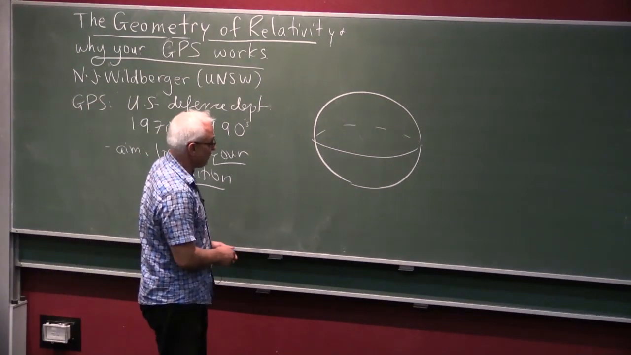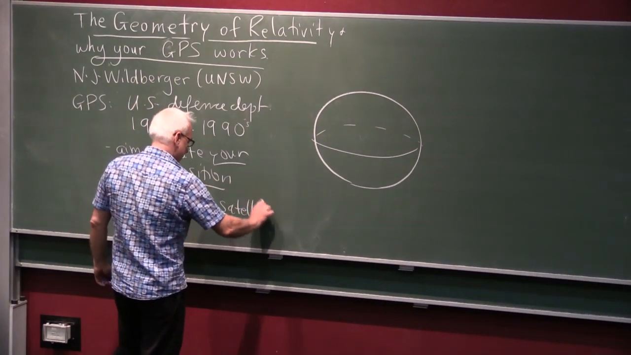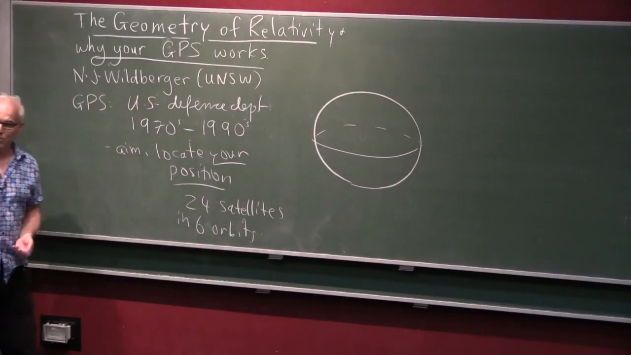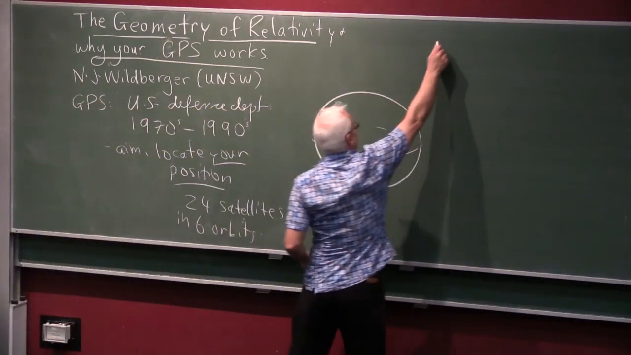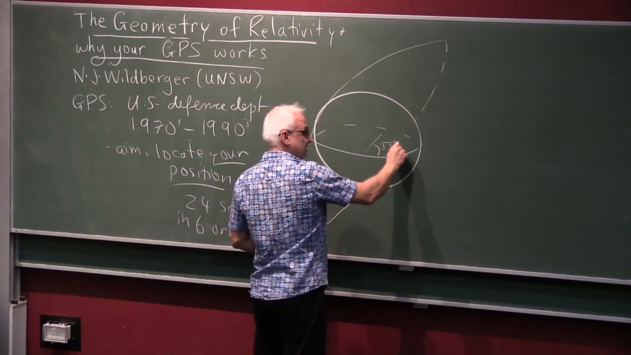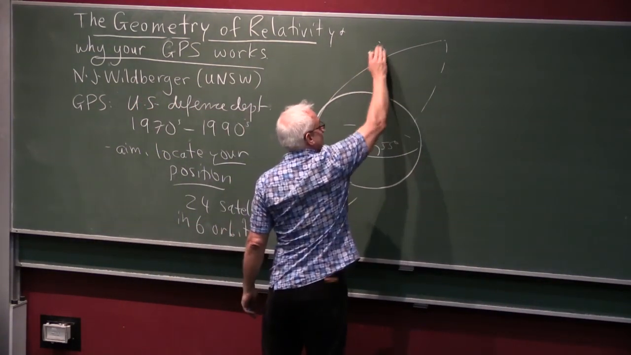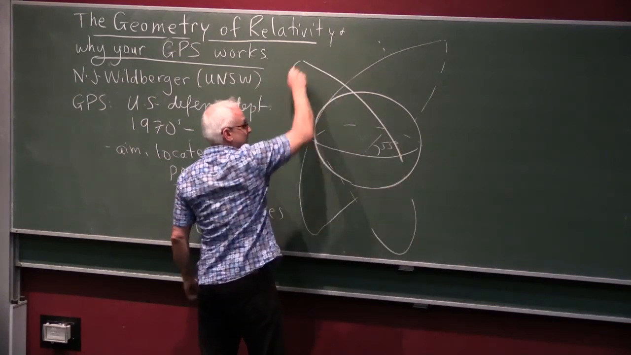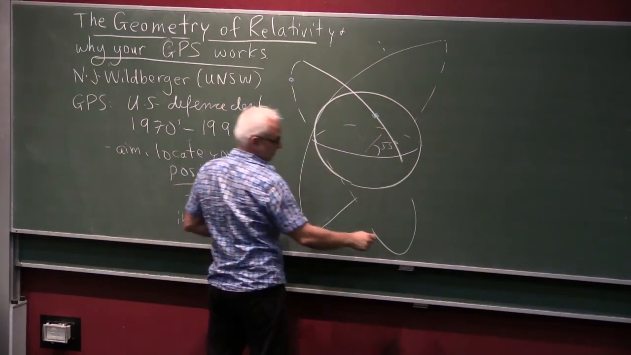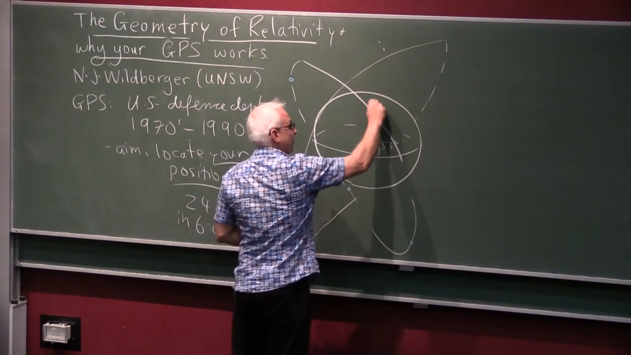And there are, in fact, 24 satellites in six orbits around the Earth. These six orbits are inclined at roughly 55 degrees to the equator. Okay. So there's sort of one orbit like this, maybe another one. Imagine six different orbits, and each one of these orbits has four satellites on it. And these satellites are going around.